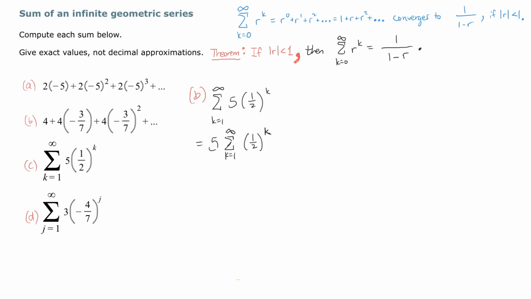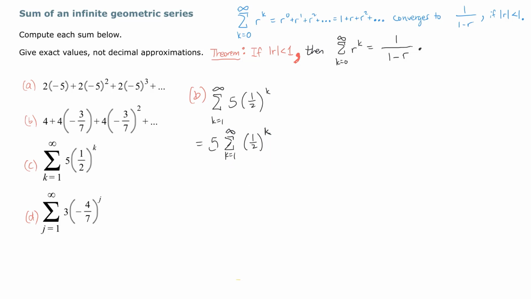And I don't really want to start with k equals 1 here. I would love to start with k equals 0. If we're going to get this to k equals 0, we know it converges to 1 over 1 minus r. So how can we get this to start at k equals 0?